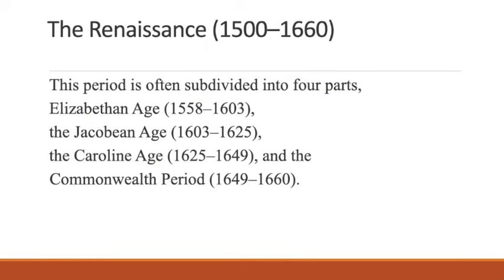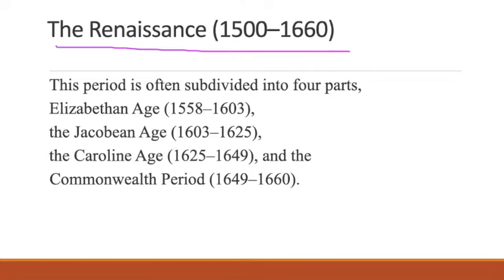Now, coming to the modern period, that is Renaissance. The Renaissance time period is 1500 to 1660. So I told you two periods: the Anglo-Saxon period from 450 to 1066, then the Anglo-Norman period from 1066 to 1500. The Anglo-Saxon period is known as the Old English period, and the Anglo-Norman period is also known as the Middle English period.